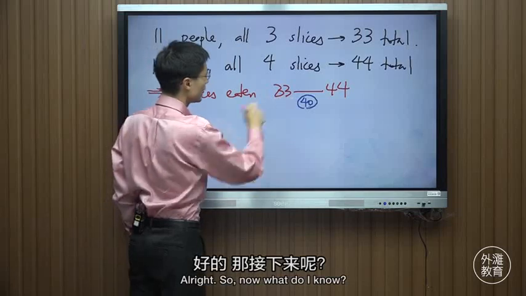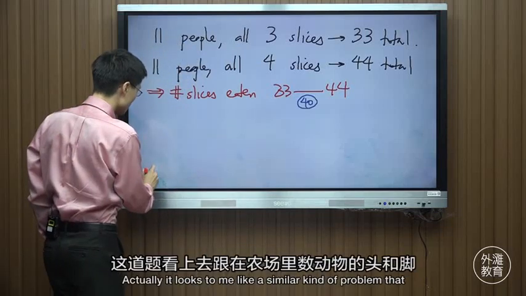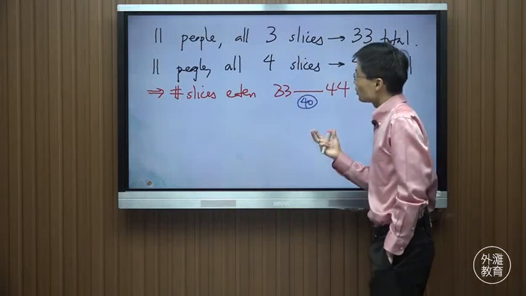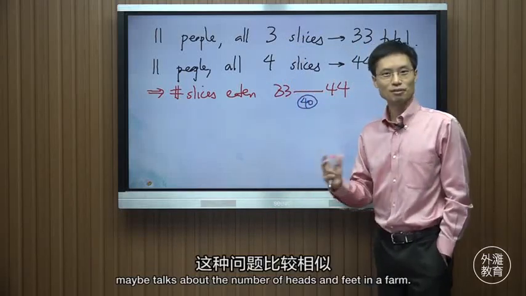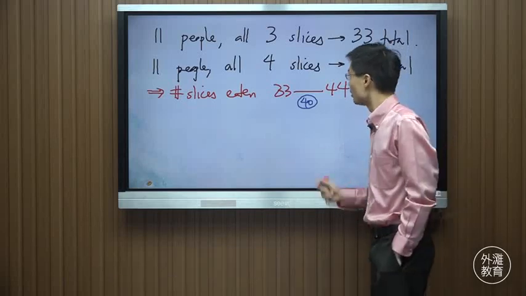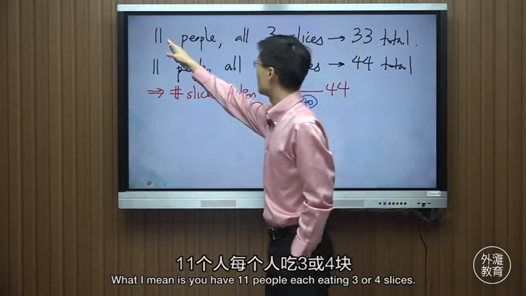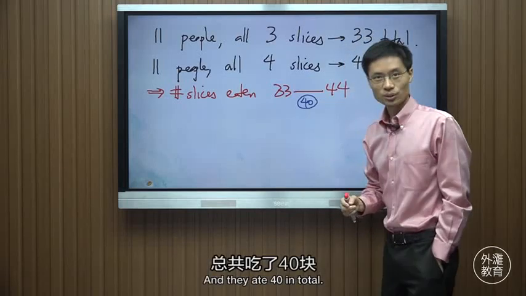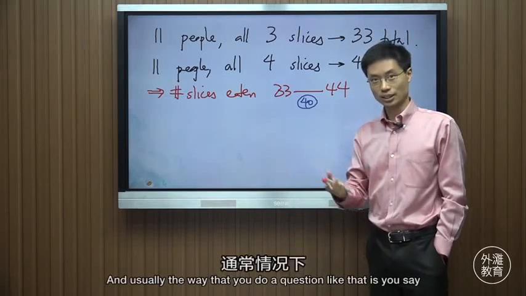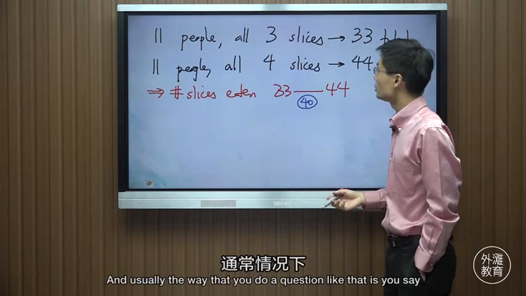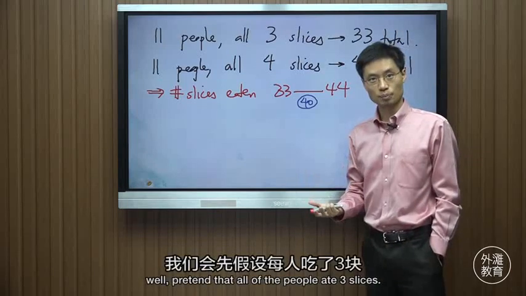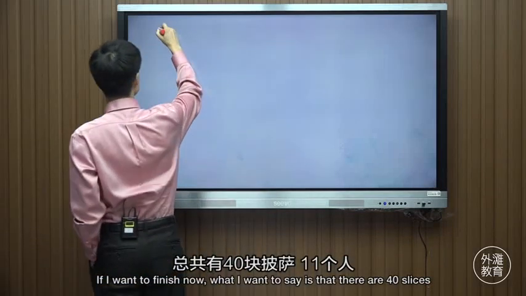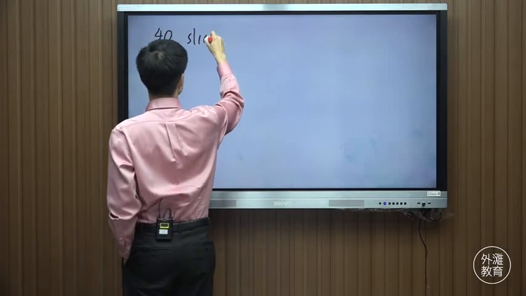All right. So now what do I know? Actually, it looks to me like a similar kind of problem that maybe talks about the number of heads and feet in a farm. What I mean is, you have 11 people, each eating 3 or 4 slices, and they ate 40 in total. And usually the way that you do a question like that is you say, well, pretend that all of the people ate 3 slices. If I want to finish now, what I want to say is that there are 40 slices eaten.